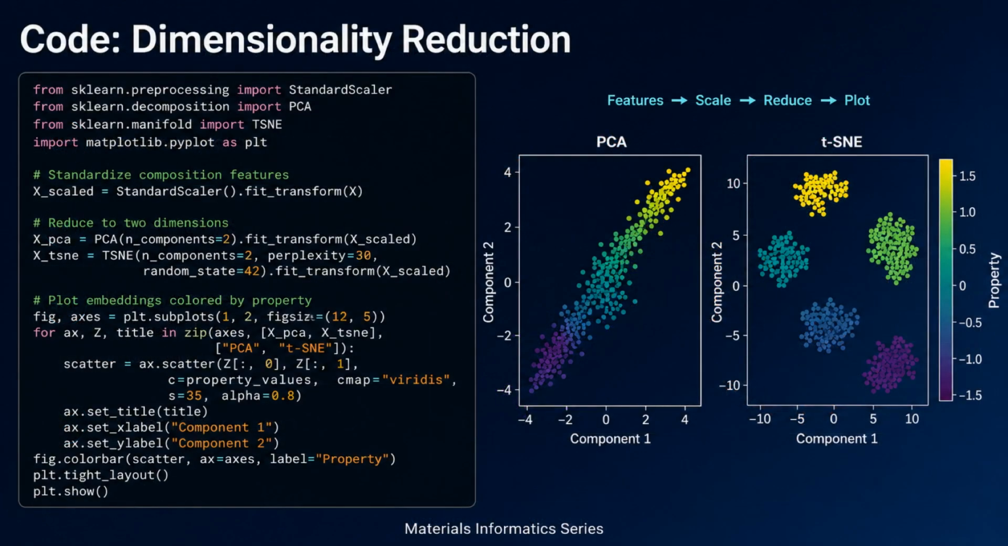Here's a complete workflow. First, standardize features using StandardScaler to ensure all dimensions contribute equally. Then apply PCA with n_components equals 2 for visualization. The transformed data can be plotted with Matplotlib, coloring points by target property like formation energy. For t-SNE, use Sklearn's TSNE with chosen perplexity. For UMAP, install the umap-learn package and use similar syntax. Compare the visualizations to gain different insights.